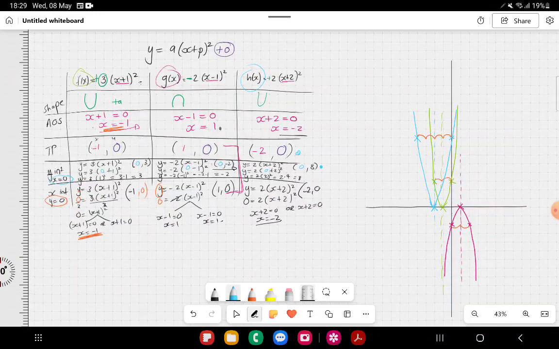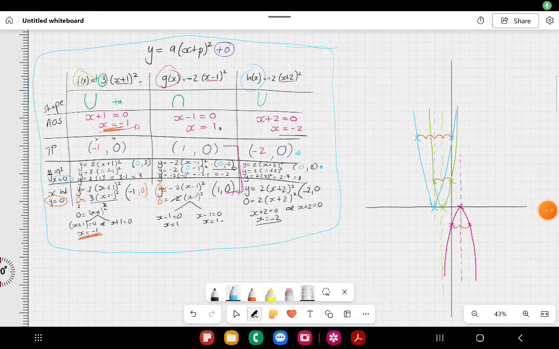So what we learned today was that the information you need to sketch the graph is the shape, the axis of symmetry, the turning point, the y-intercept, and the x-intercept. Then you plot your points.